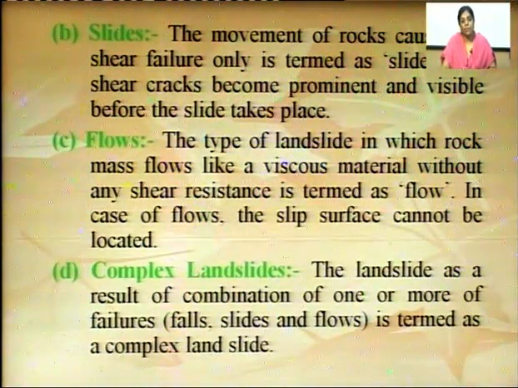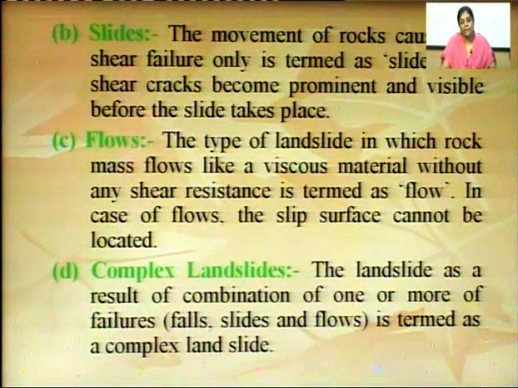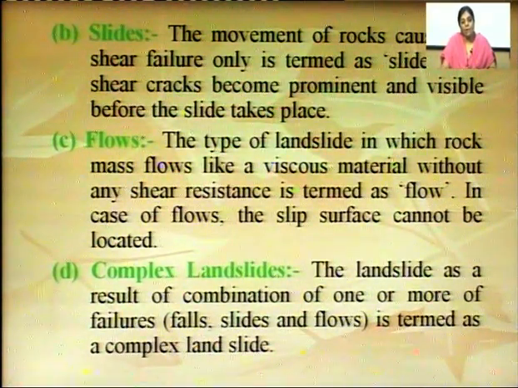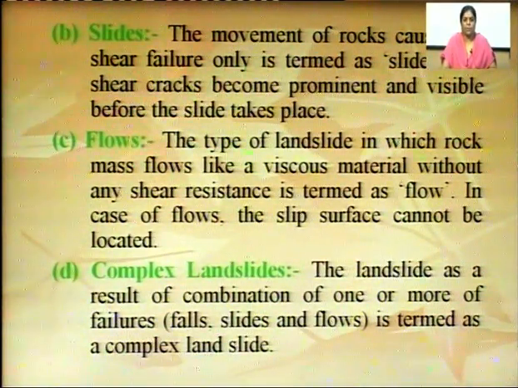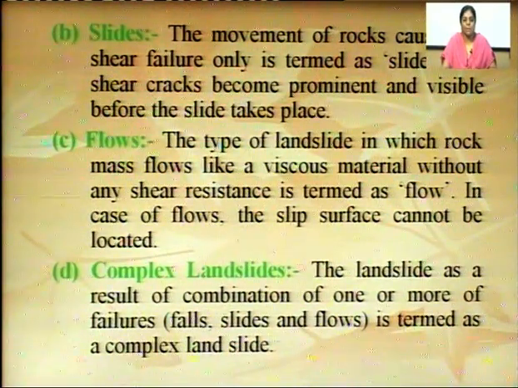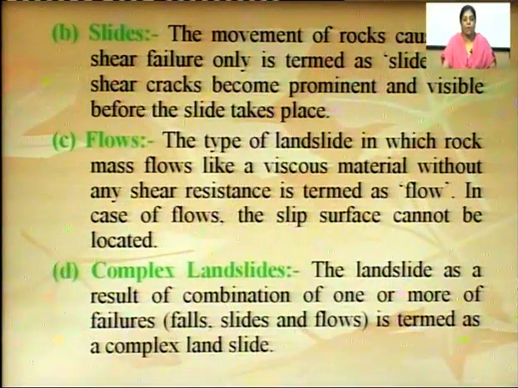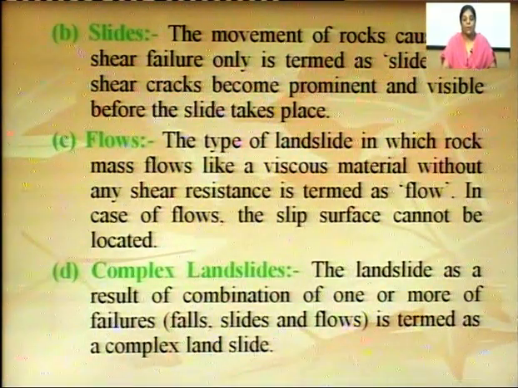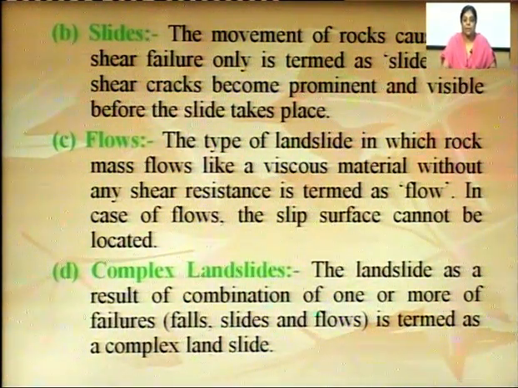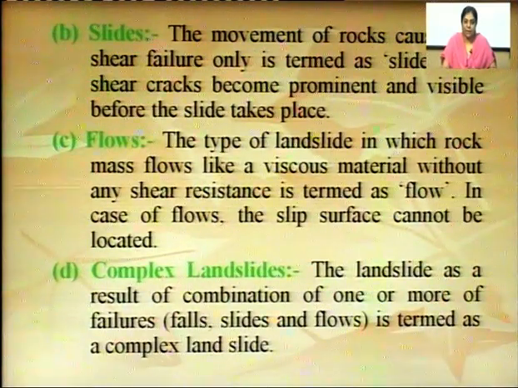Then come the complex landslides. These are landslides which are a combination of one or more of the failures. Falls may be there, slides may be there, flows may be there. Falls and slides may be there, only slides or flows may be there, or all three are there. If it is a combination, then it is termed as a complex landslide.